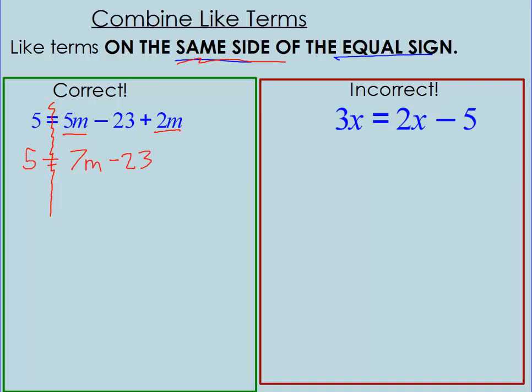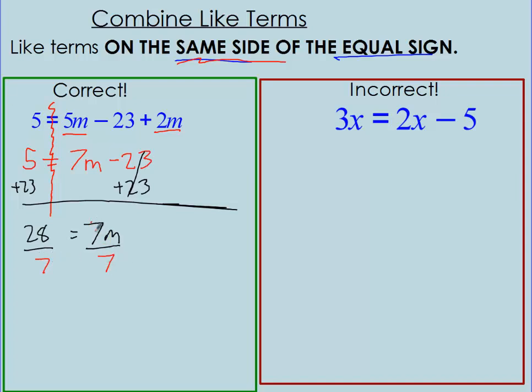Now what I can do is solve for the rest of that by adding 23 to both sides, and then you'll cancel out that. You'll get 7m equals 28, and then divide both sides by 7 because I want to isolate that m. Dividing by 7, these will cancel, and I'm going to get m equals 4.